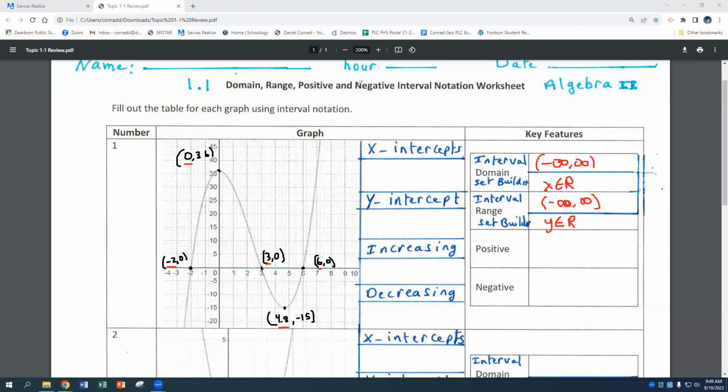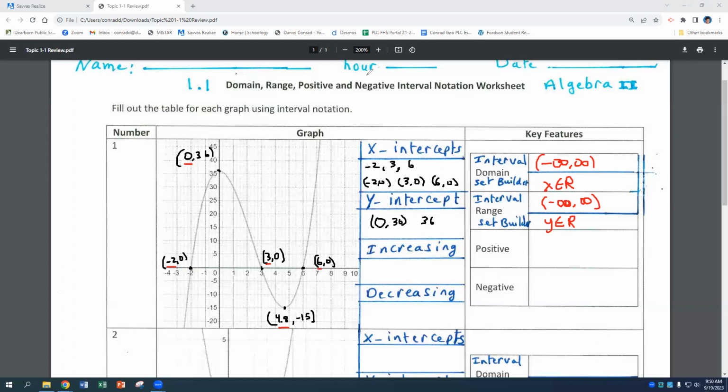Okay, x-intercepts are easy to do because we've already highlighted them on the graph. We have -2, 3, and 6. So my x-intercepts are -2, 3, and 6. We could write those as (-2, 0), (3, 0), and (6, 0), or we could have just left them as a list: -2, 3, and 6. All right, the y-intercept up here is going to be (0, 36), or you could just say 36. Both of those are acceptable ways to put it.